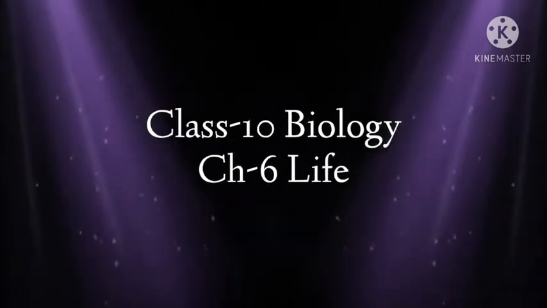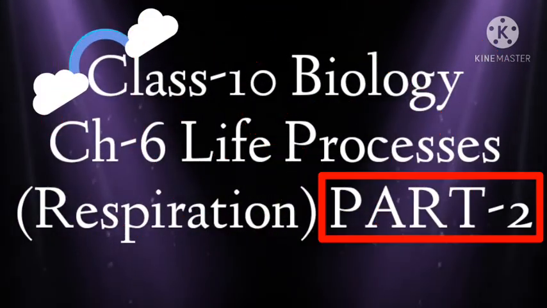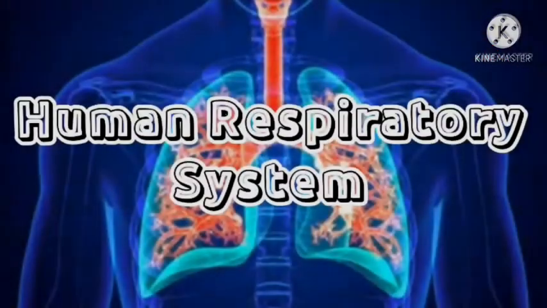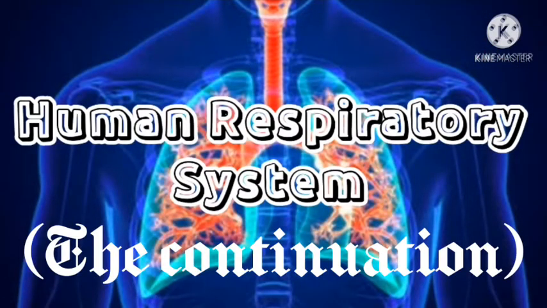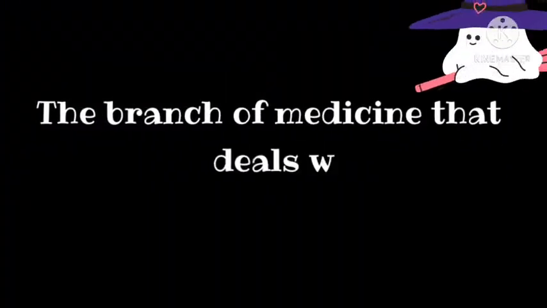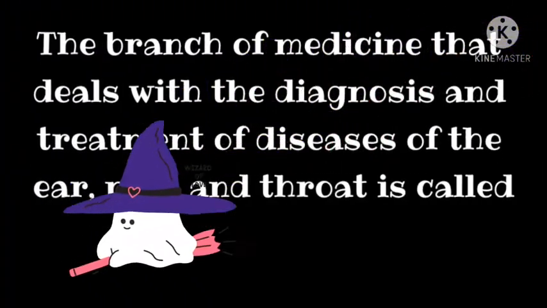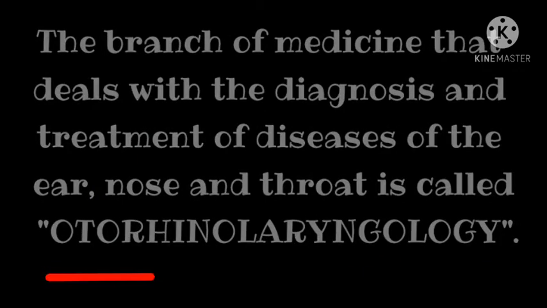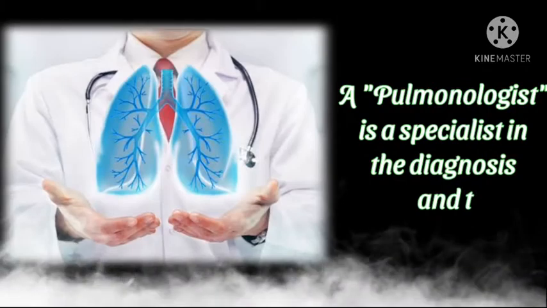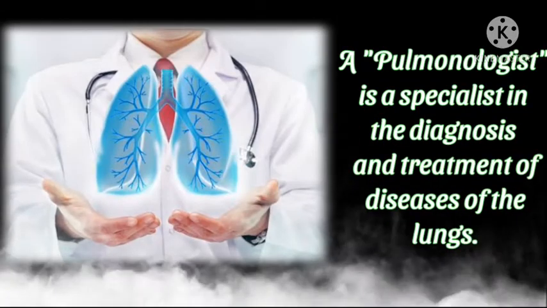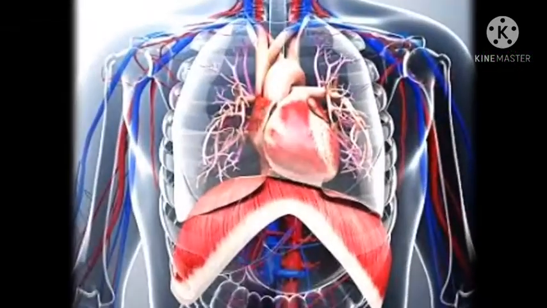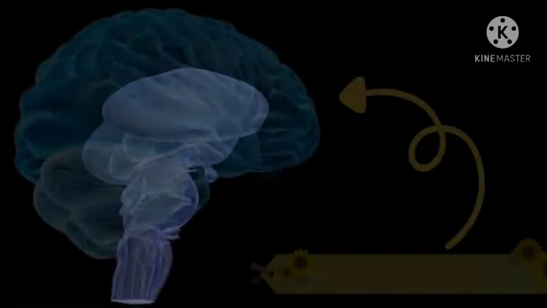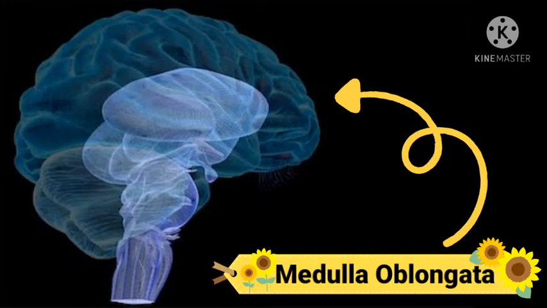In this video, we are going to learn Class 10 Science Chapter 6 Life Processes: Respiration. Human Respiratory System. The branch of medicine that deals with diagnosis and treatment of diseases of the ears, nose, and throat is called otorhinolaryngology. A pulmonologist is a specialist in the diagnosis and treatment of diseases of the lungs. The respiratory system is located in the thoracic cavity. Respiration in humans is controlled by the medulla oblongata.